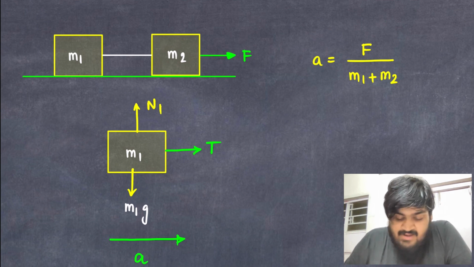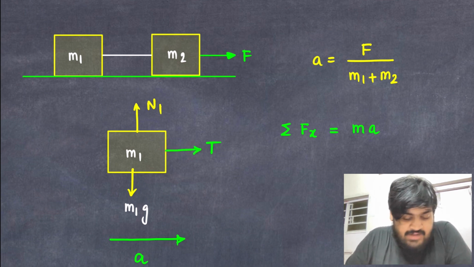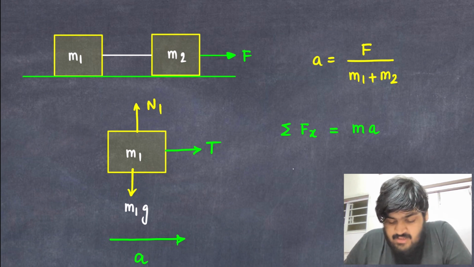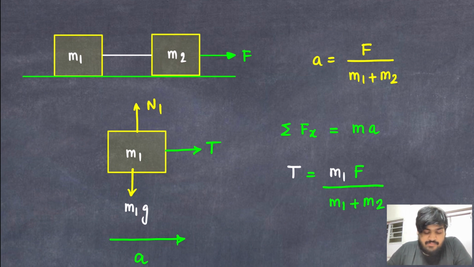So I can write that the summation of net forces along the x-axis will be equal to mass into acceleration. What is the net force along the x-axis? In the x-axis you can see the tension T, so the net force along the x-axis will be T. So T will be equal to, what is the mass of the body? m1, right? And what is the acceleration a? Acceleration a is nothing but F divided by m1 plus m2. So T equals m1 times F divided by m1 plus m2. So we have easily found the tension also.